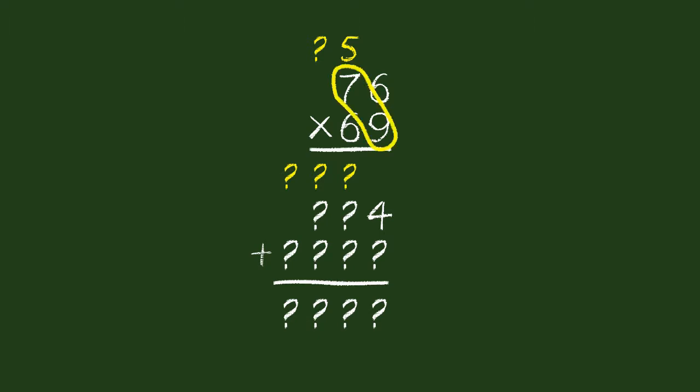Now we multiply 7 times 9. 7 times 9 equals 63, and we need to add the 5 in the ones carry location to the 63. 63 plus 5 equals 68, so we can put the 8 in the tens answer location and the 6 in the hundreds answer location. Now we can multiply 76 times 60.